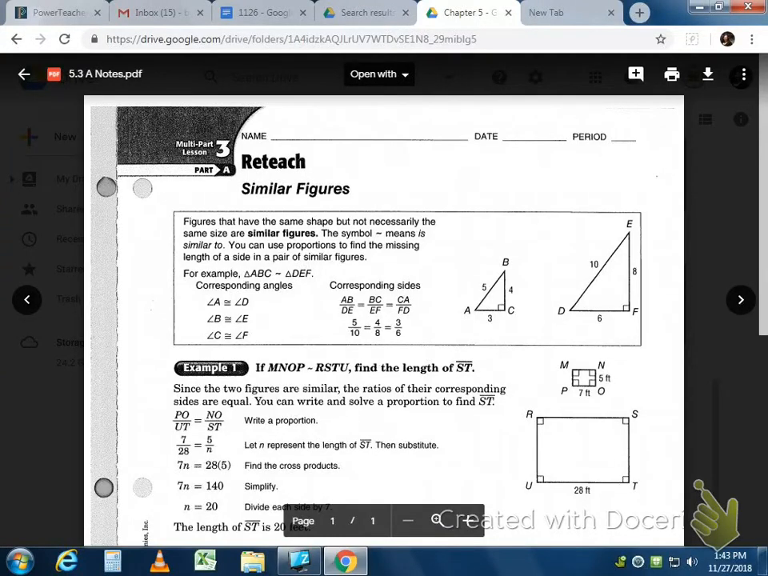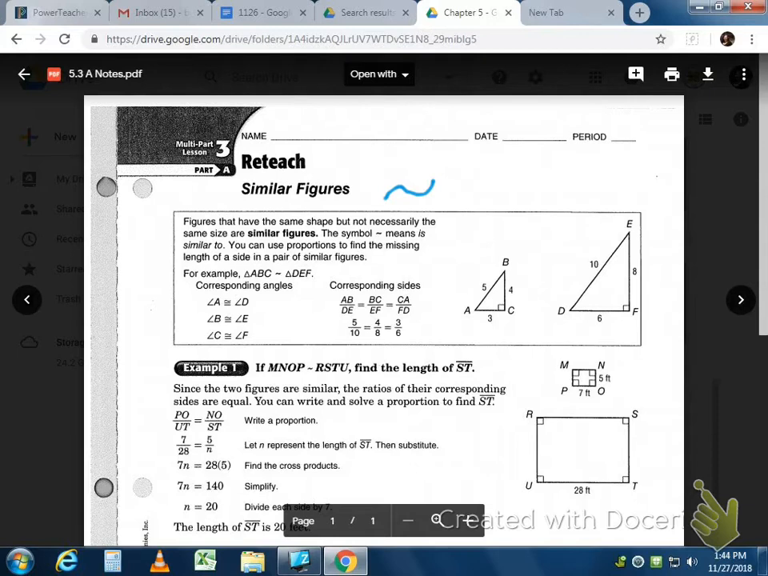5.3a, similar figures. This is just another lesson that is using proportions to solve. This entire week we're using applications of solving proportions. Figures that have the same shape but not necessarily the same size are similar figures. The symbol that is written there means is similar to. You can use proportions to find the missing length of a side in a pair of similar figures.